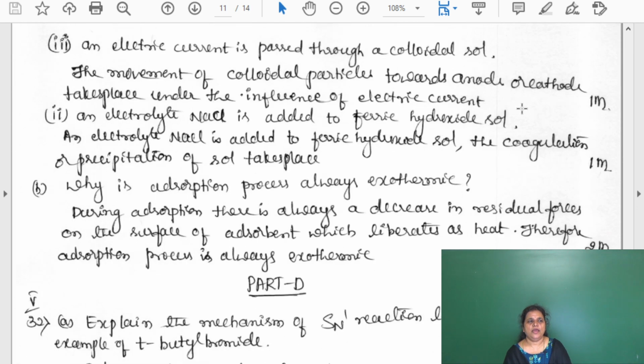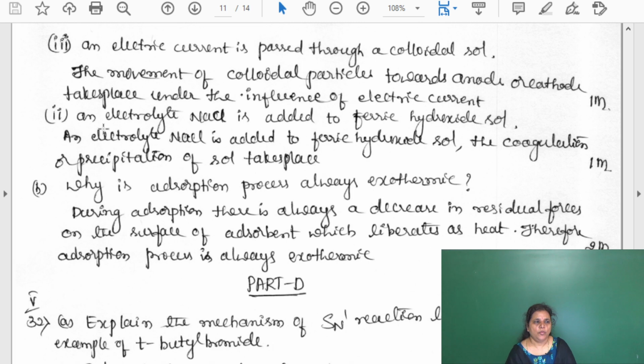Second question. An electric current is passed through a colloidal solution. Depending on the charge on a colloidal particle, the movement of the colloidal particle takes place on passing electric current, either towards anode or towards cathode. So that takes place under the influence of electric current depending on the charge on the colloidal particles. If negatively charged, it moves towards the anode; if positively charged, it moves towards the cathode. That you have to mention, and that carries 1 mark.